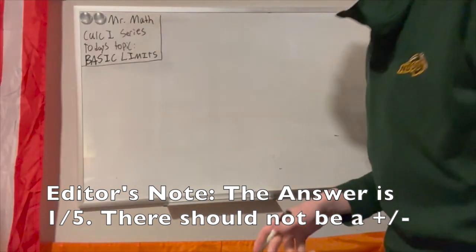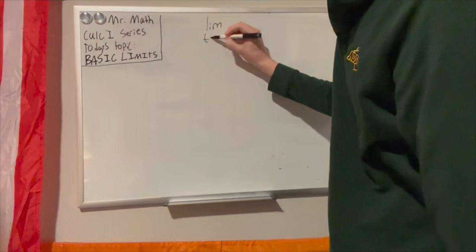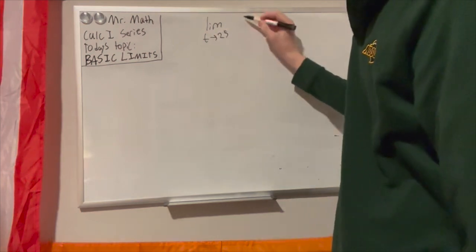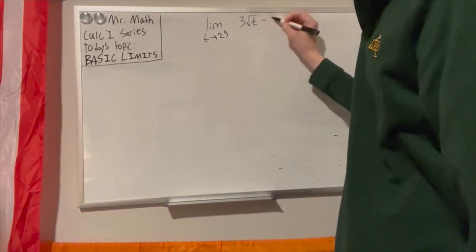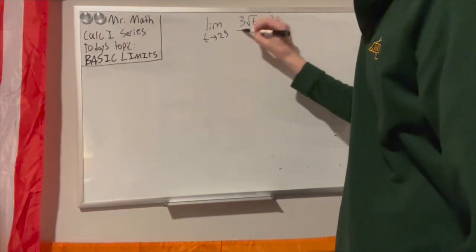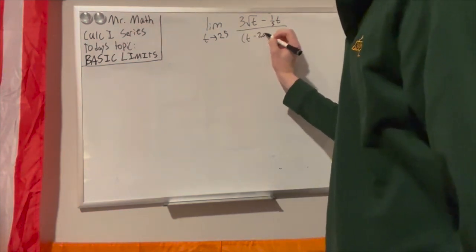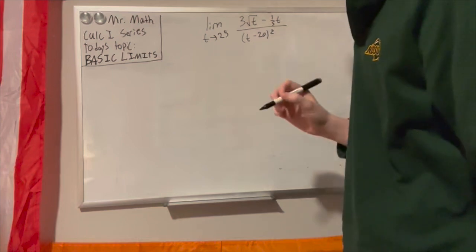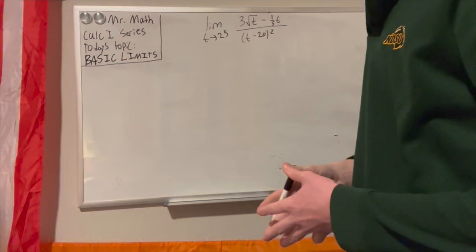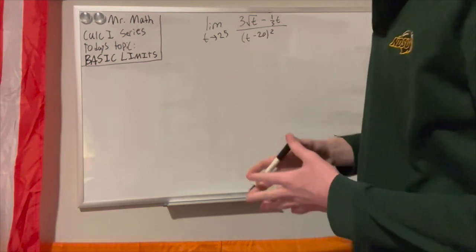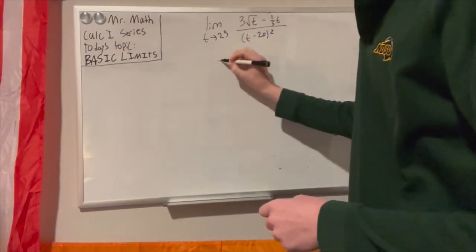And that, our last problem, limit as t approaches 25 of 3 root t minus 1/5 t all over t minus 20 squared. You might be saying, Mr. Math, this problem looks impossible. Well, I can guarantee you it's not impossible. It's actually quite easy. All we need to do, as we've done in previous problems, is plug in our 25 for t. Let's give that a shot.